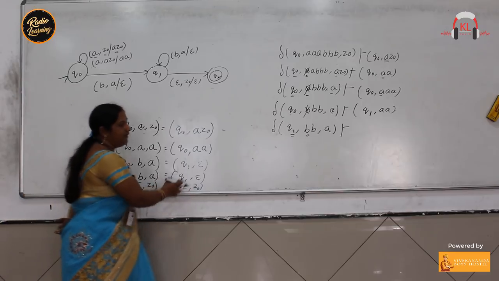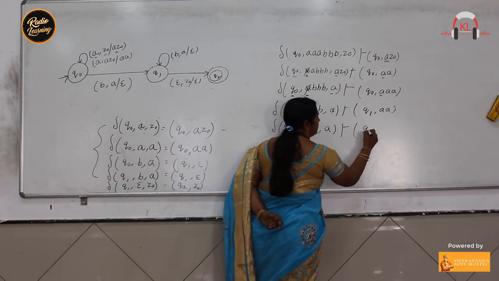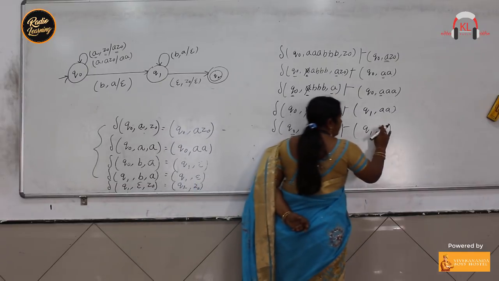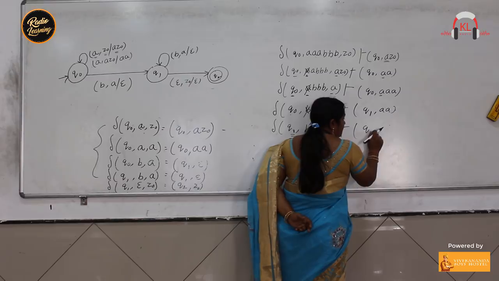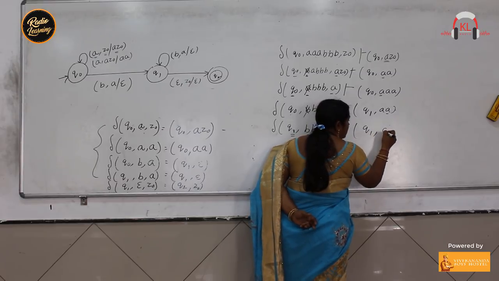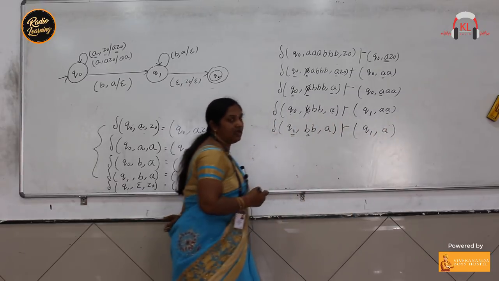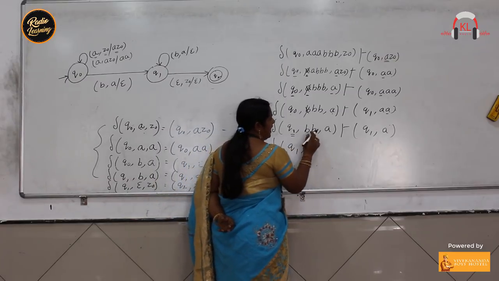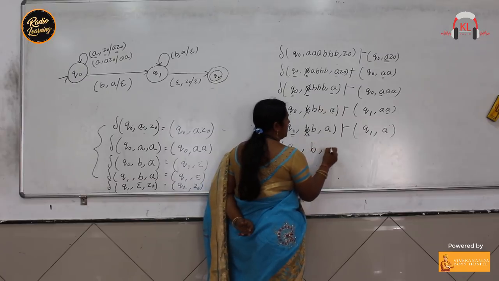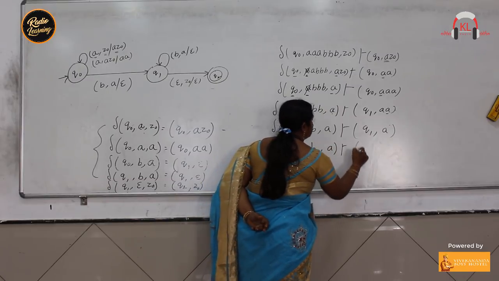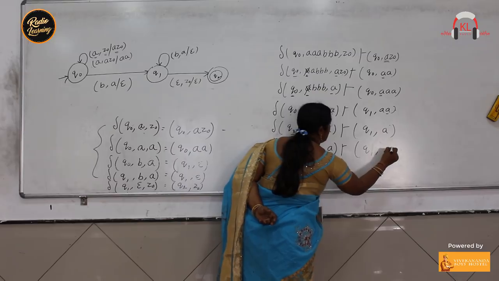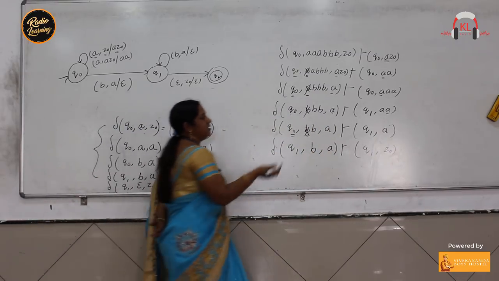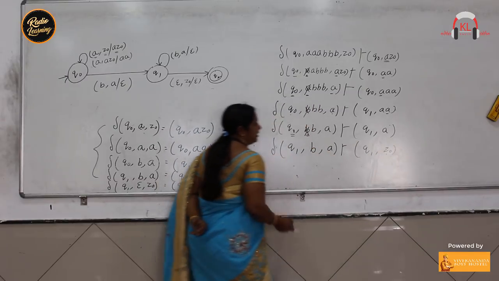What we are doing? We are popping, remaining in the same state, and consuming the input. Whenever you are popping that one, what is left here? Q1 comma A. So here again I am writing Q1 and this B is over, B comma A. Again we are removing, and Z naught will be the top, right? So after removing A from my stack, what is at the bottom of the stack? Z naught will be left.